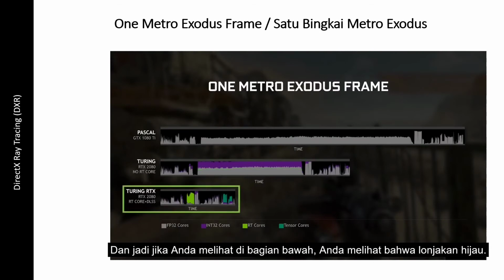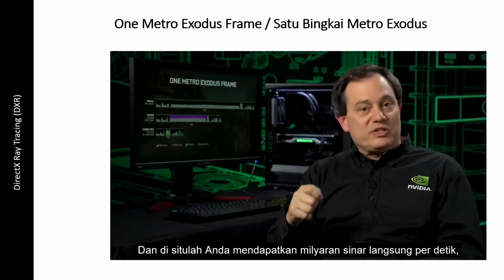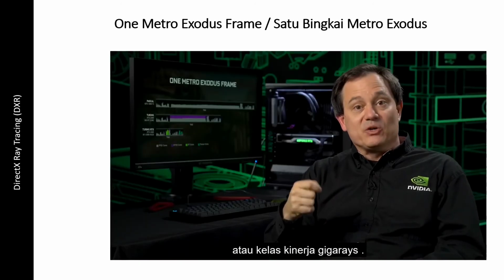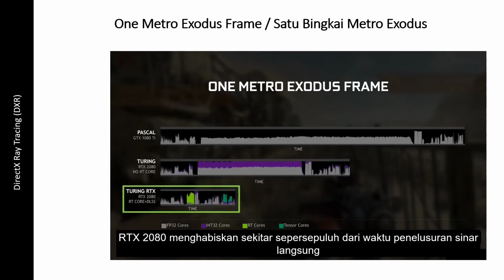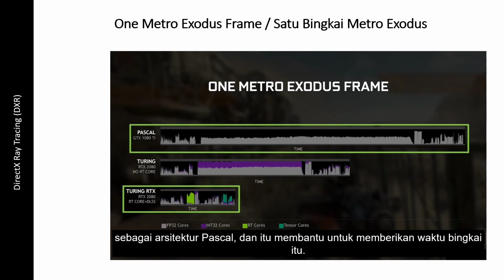And so if you look at the bottom, you see that green spike. That is Turing's RT core, and that's where you get those billions of rays per second, or that gigarays class of performance. An RTX 2080 spends about 1/10 of the time ray tracing as a Pascal architecture, and that helps to deliver that frame time.